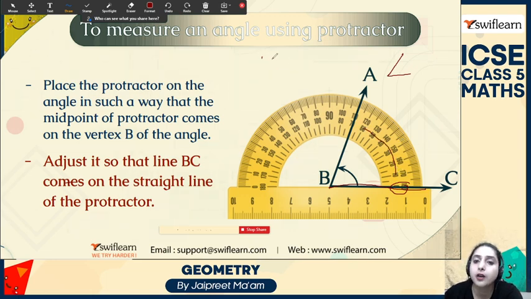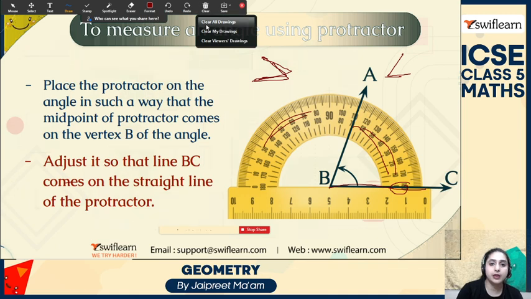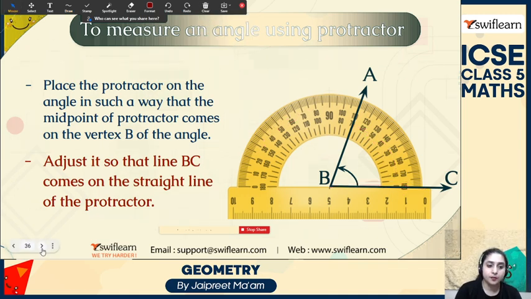If your angle is like this, with its face open on the left-hand side, then you have to measure from the upper scale. For this side you have to use the lower scale, and for this type you have to measure on the upper scale. Okay, so then check.